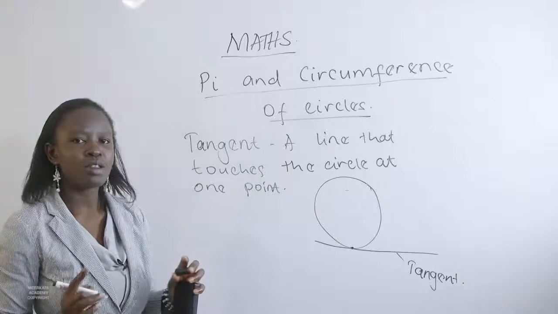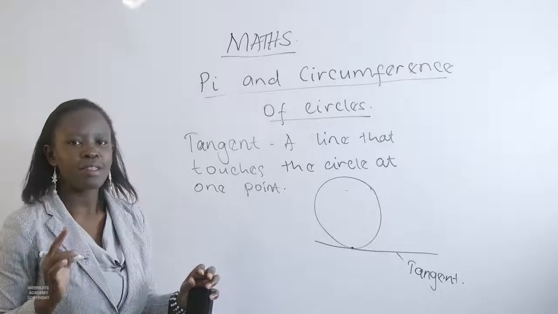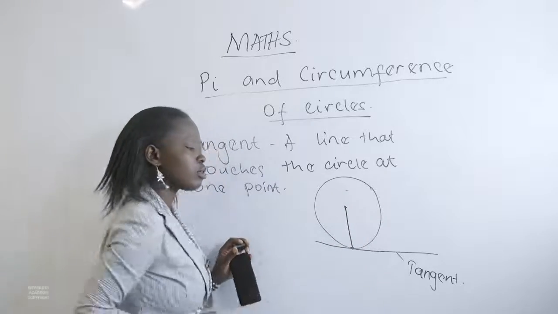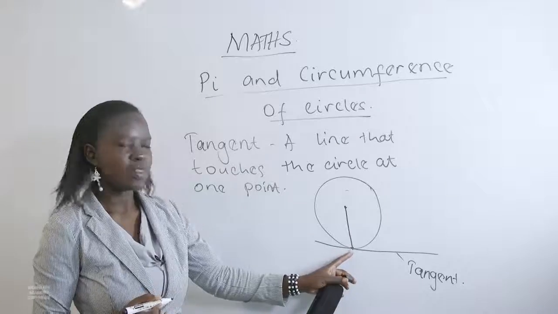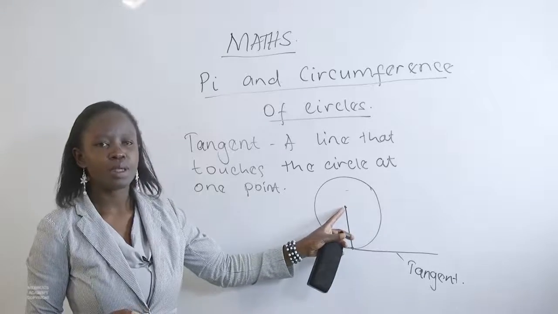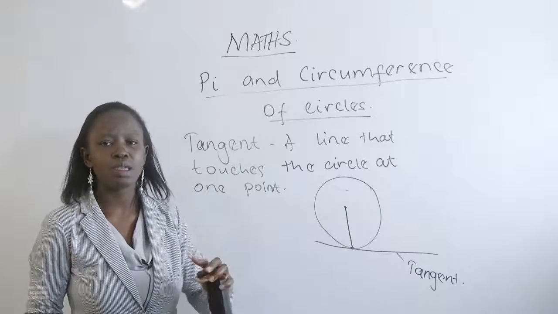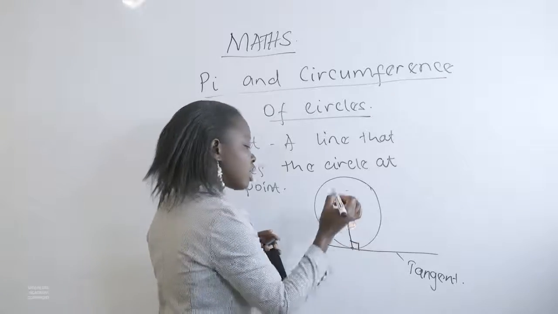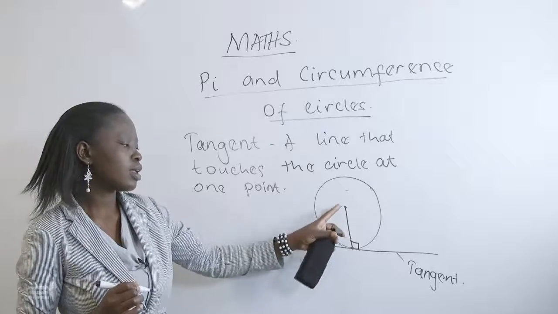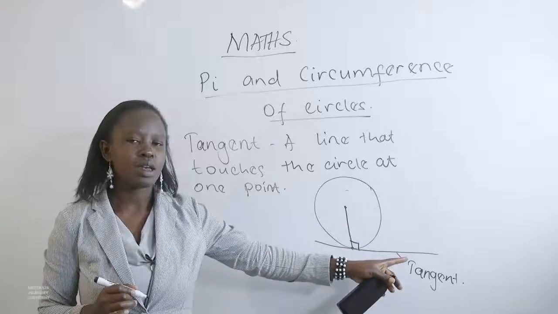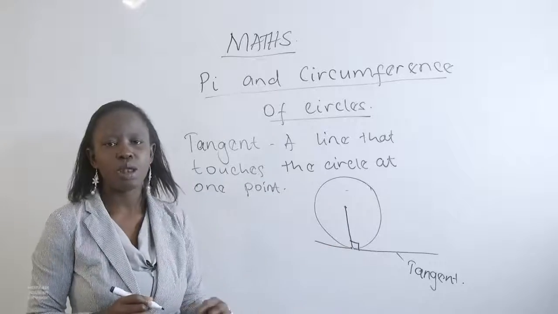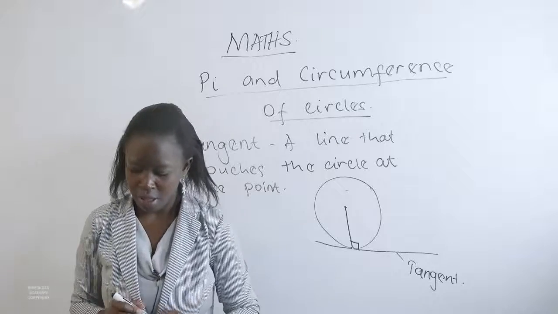One property about a tangent that we need to know is that a tangent and a radius will always meet at 90 degrees. So if that is my radius, at the point where the tangent touches the circle, the tangent and the radius will meet at 90 degrees. So tangent and radius are perpendicular to one another.